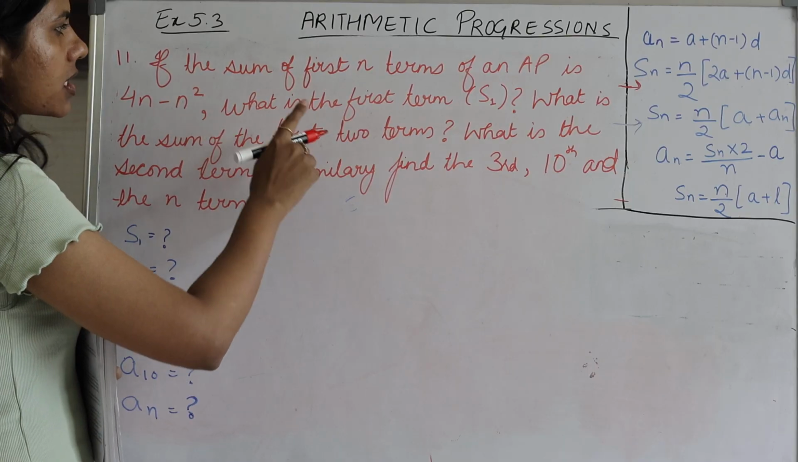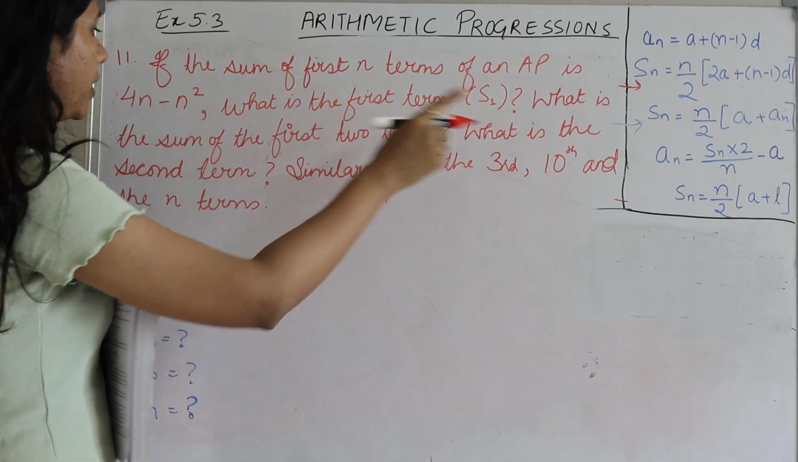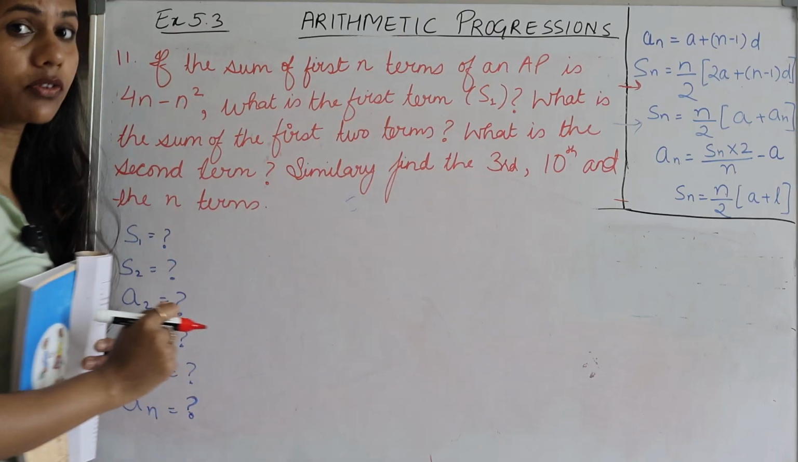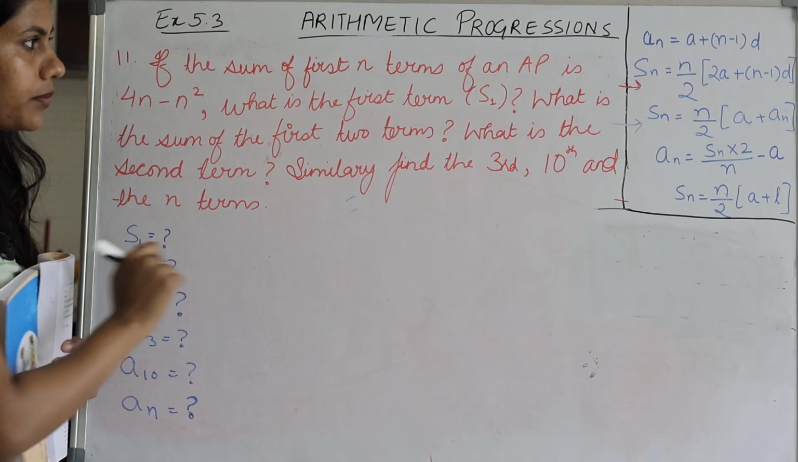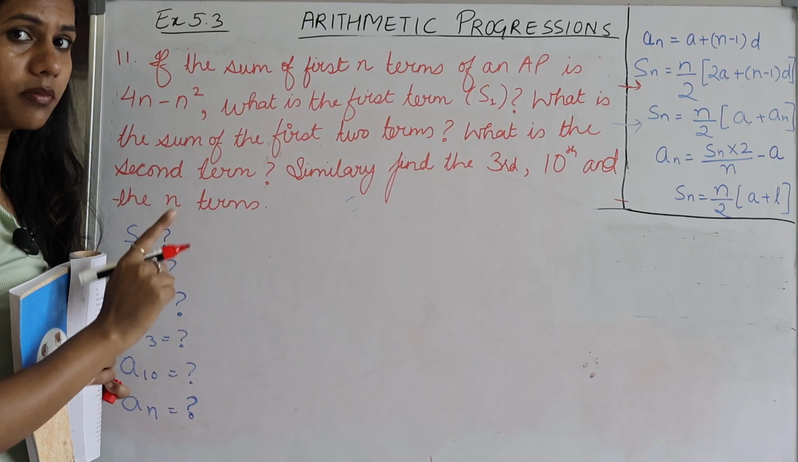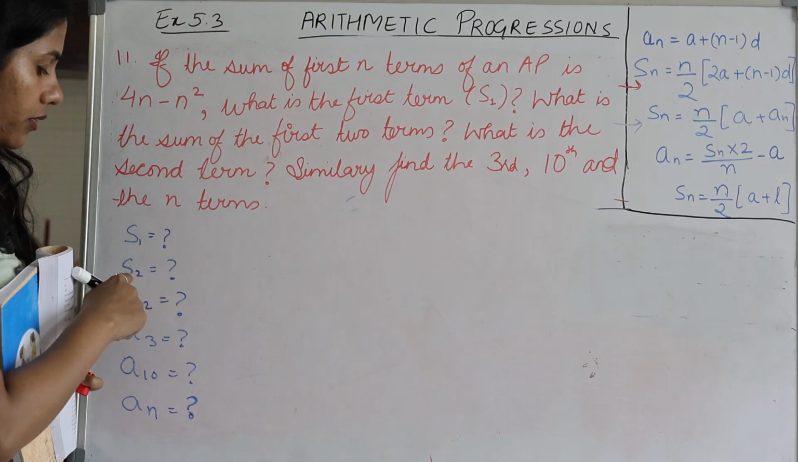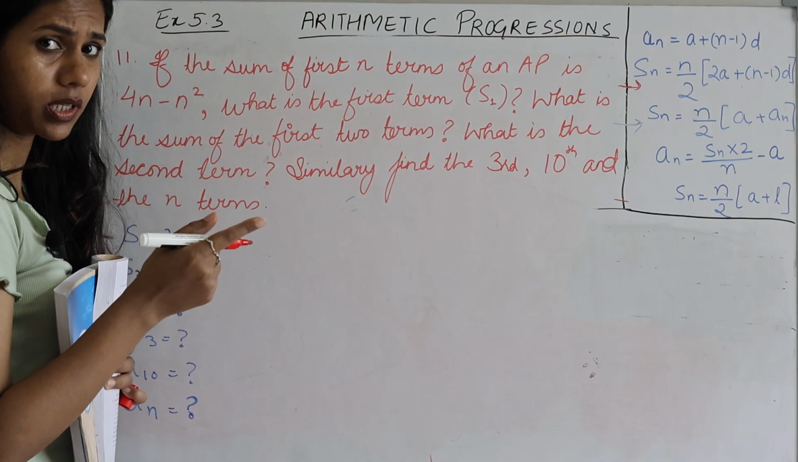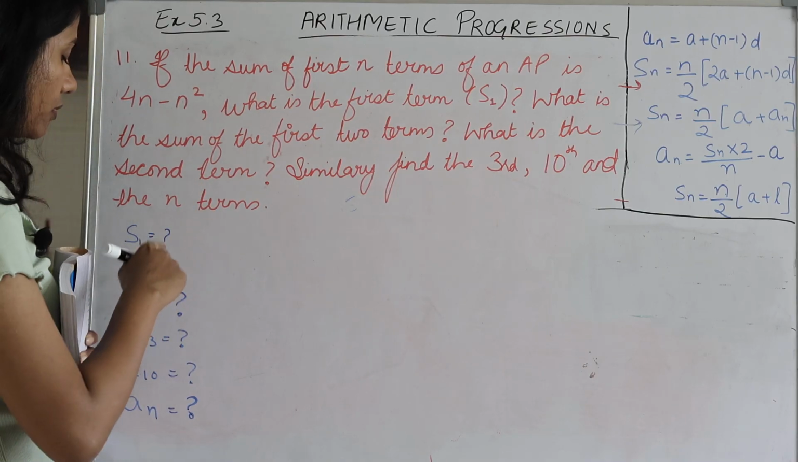So if the sum of the first n terms of an AP is 4n minus n square, what is the first term? We have to find out S1. What is the sum of the first two terms? So A1 plus A2, which is S2. So we have to find out S2.